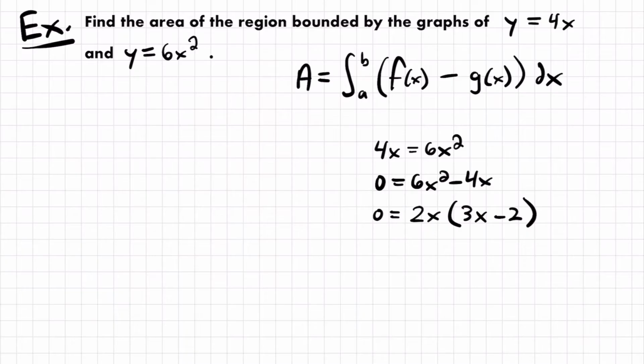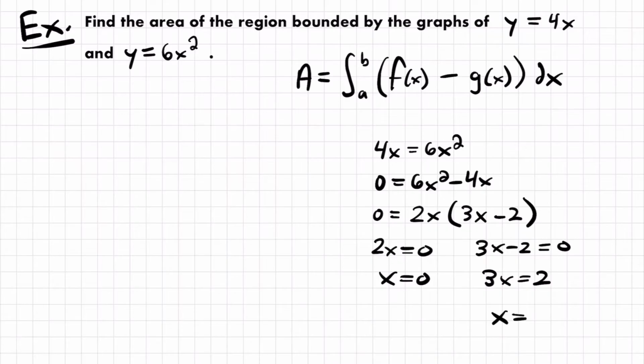All right, so now we have two factors that we can set equal to 0 and solve for x. So we'll have 2x is equal to 0, and 3x minus 2 is equal to 0 as well. And so solving for x in each of these equations, we'll have that x is equal to 0, because if we divide both sides by 2, we still have 0 on that side. And if we add 2 to both sides of this equation, we'll have 3x is equal to 2, and then dividing both sides by 3 will give us that x is equal to 2/3. And so now we have determined that these two functions intersect at x equals 0 and x equals 2/3. These are the two values of x which our region lies between.